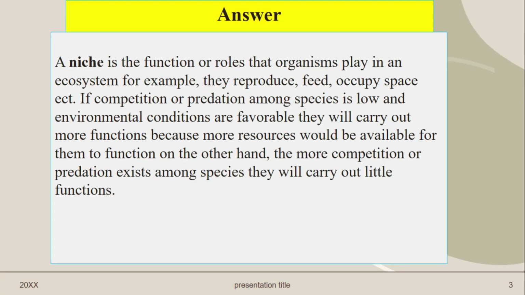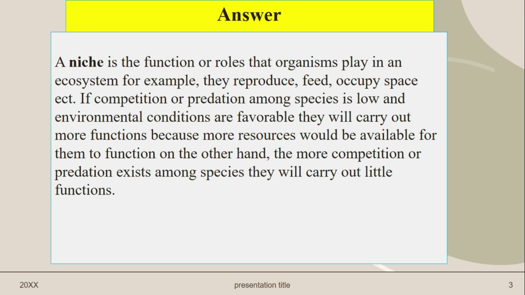Number one says to define the following terms: 4 marks, fundamental niche and realized niche. Before you go to that definition, I also want to clear up the term niche. A niche is the function or roles that an organism plays in an ecosystem. For example, they reproduce, they feed, they occupy space, etc.